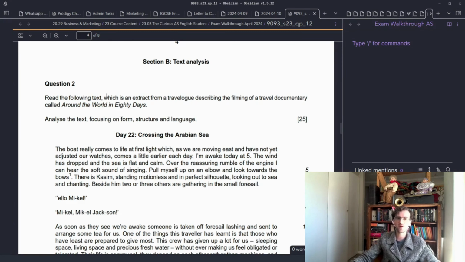Now, if I say analyze the text focusing on form, structure, and language, the first thing I need to do is figure out what is the main thing I'm going to analyze. Okay? Am I going to analyze the way that the structure, form, and language work together to bring forth, I don't know if this would be relevant for this one, a deeper understanding of the concepts, or is it meant to entertain?